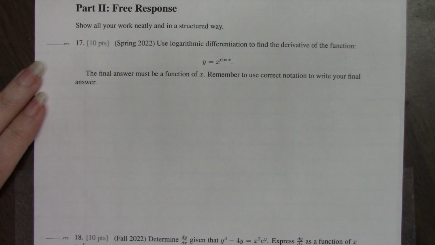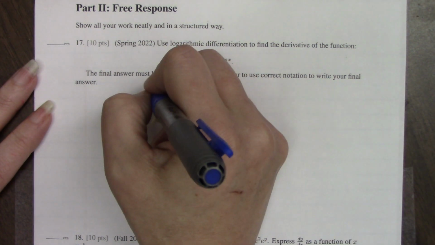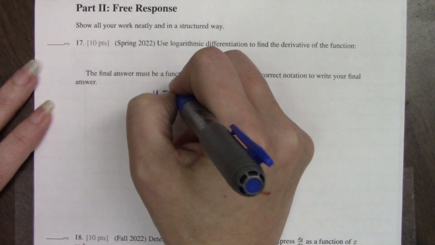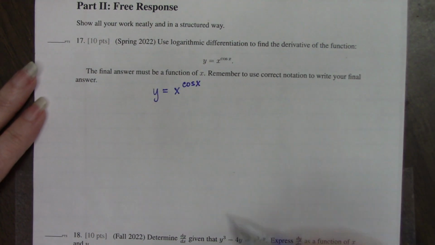All right, so the first one, number 17, says use log diff to find the derivative of the following function. Your final answer must be a function of x, and remember to use correct notation when you write your final answer. So we've got y equals x to the cosine x. Now I want to make a comment about this.